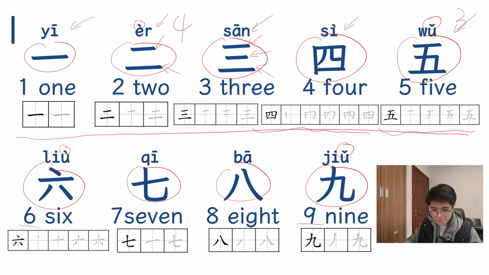Okay, let's review the number 6 to the number 9. This word, 六. This word, 七. This word, 八. And this word, 九.